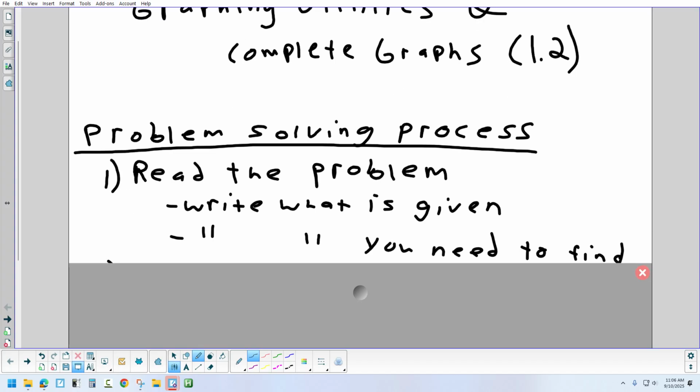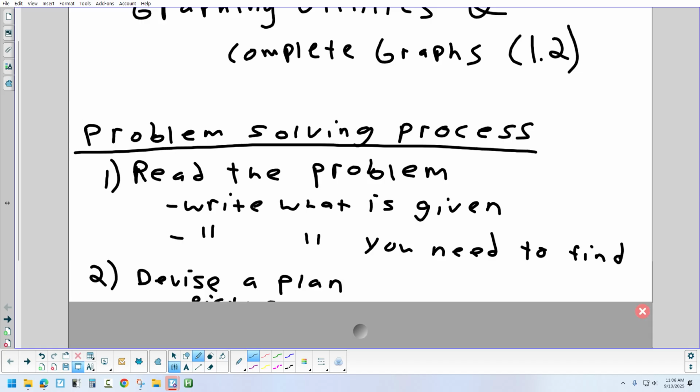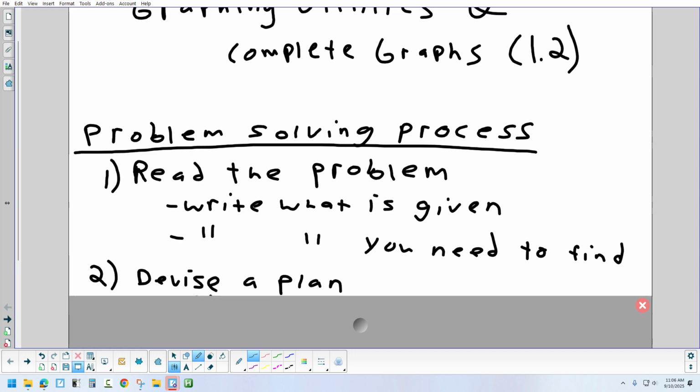Now, once you know what it is you're being given and what it is they're asking you to find, then we have to come up with some kind of plan to solve the problem. What's a strategy that we use a lot of times in math when we're trying to solve a problem, especially like a word problem? A lot of times you have to set one of these up with all the information they give you in the word problem. Yeah, an equation.